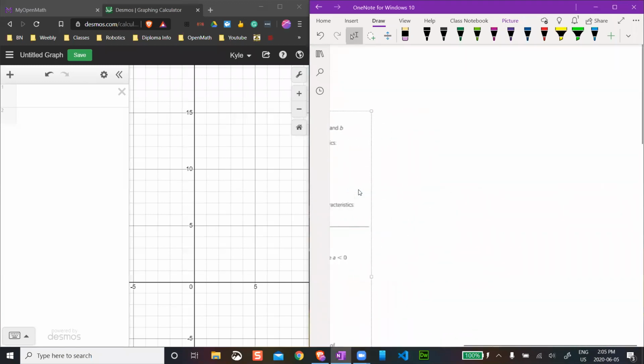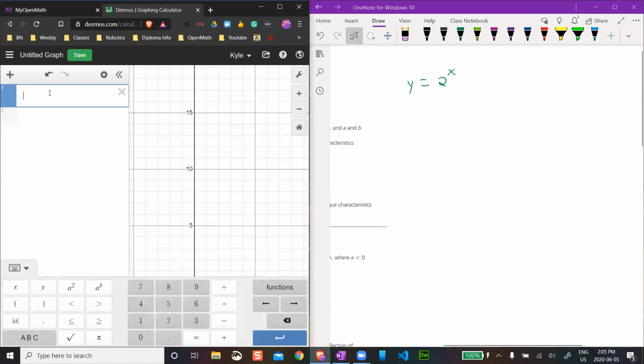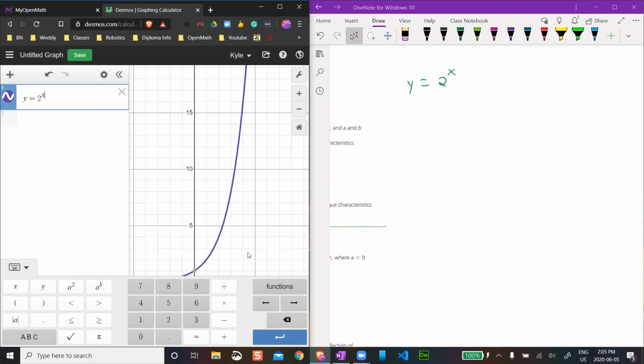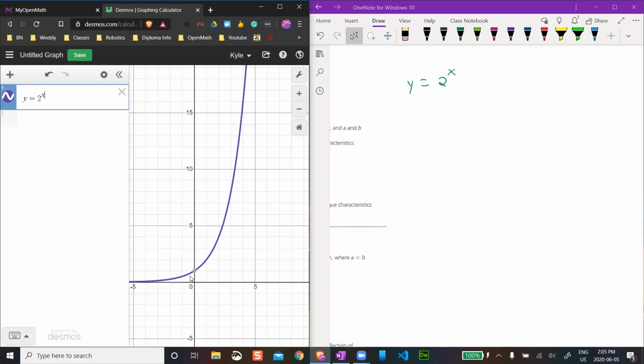Okay, so a little bit of review here. Let's say that we were going to graph something like y is equal to 2 to the power of x. What does that look like again? Let's actually just graph that quick and remind ourselves. y is equal to 2 to the power of x. And there you go, right? We get that telltale exponential graph, where it's crossing at the point (0, 1).